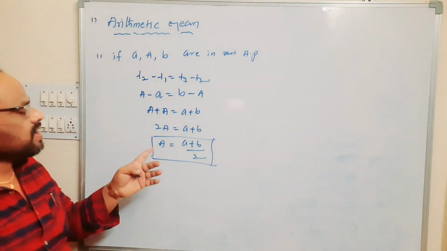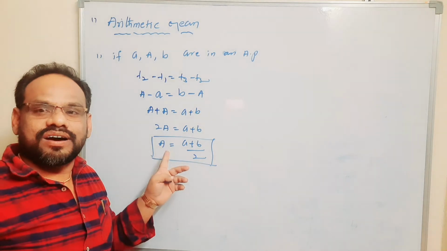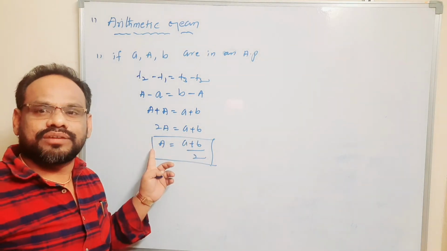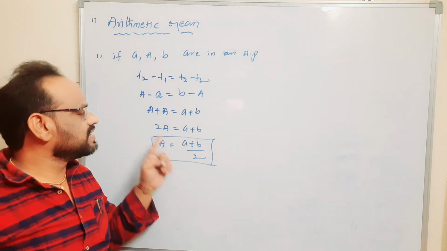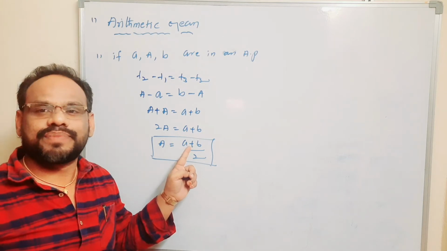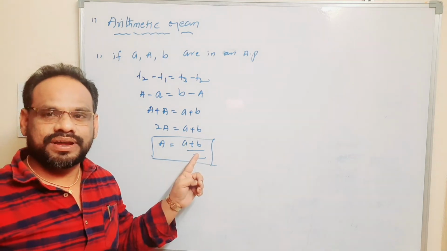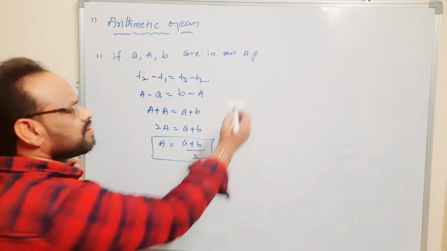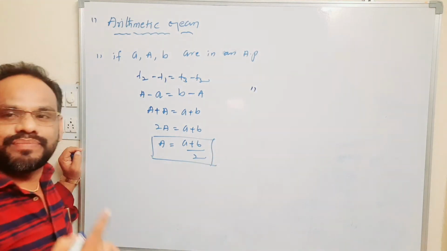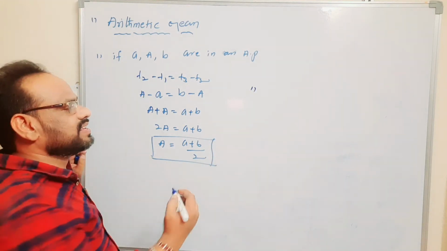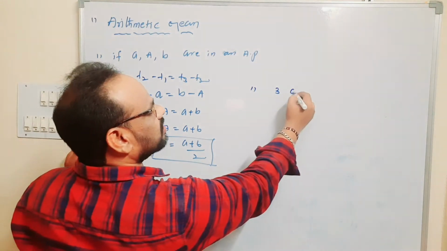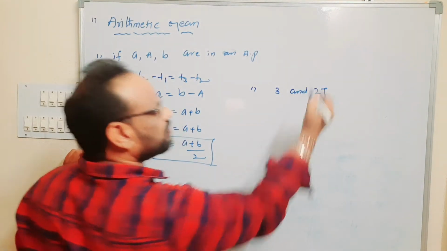So that's why the arithmetic mean A of any two numbers a and b is given by (a plus b) by 2. Let us discuss one example. What is the arithmetic mean of 3 and 27?